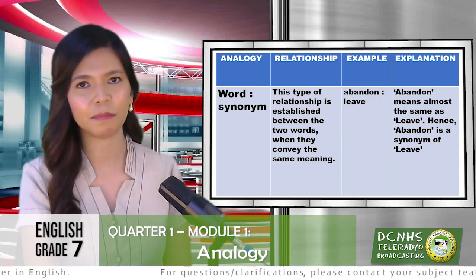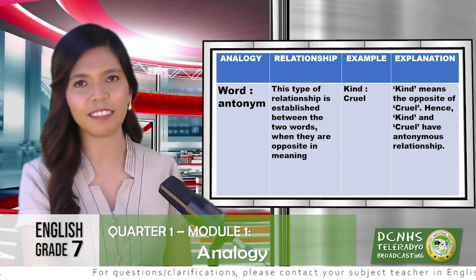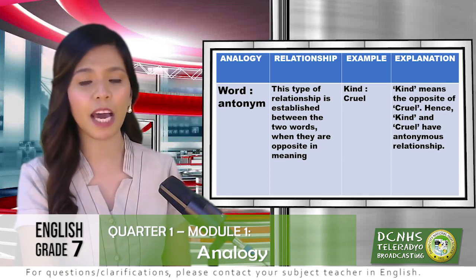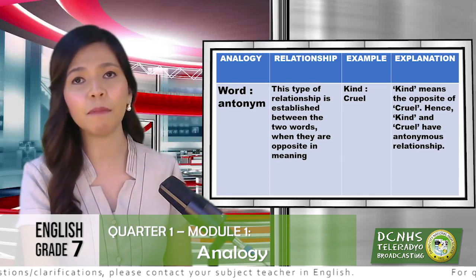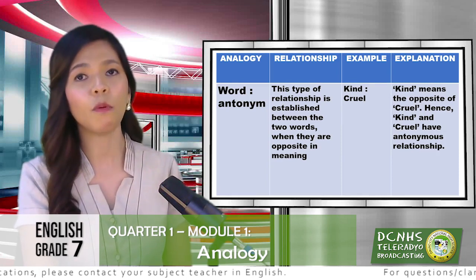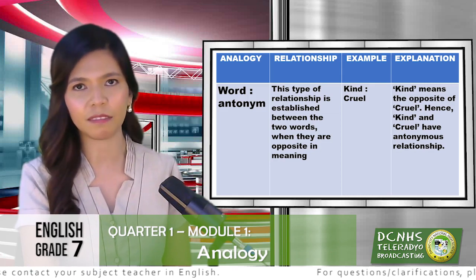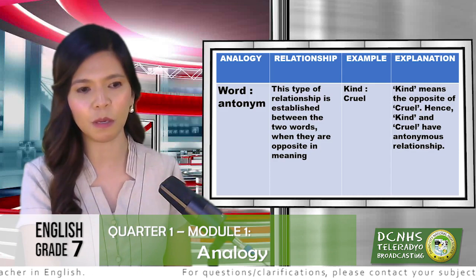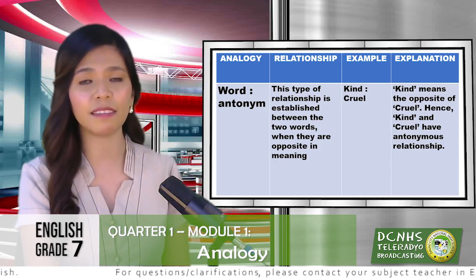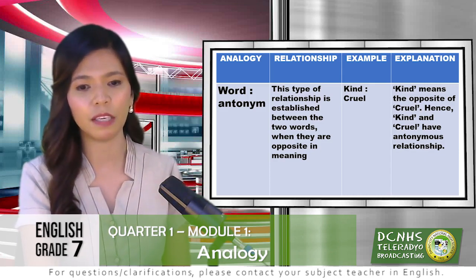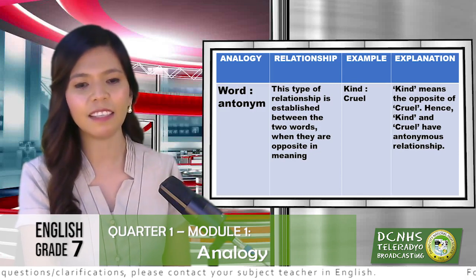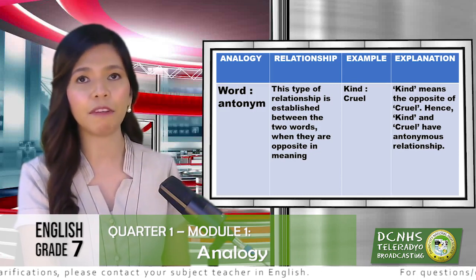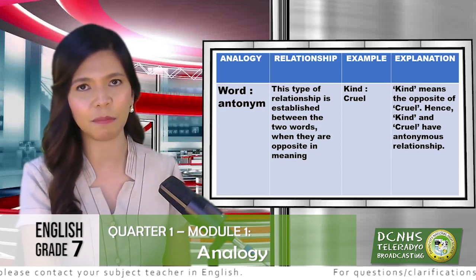Second type, word is the antonym. This type of relationship is established between the two words when they are opposite in meaning. For example, kind is to cruel. Kind means the opposite of cruel. Hence, kind and cruel have antonymous relationship.